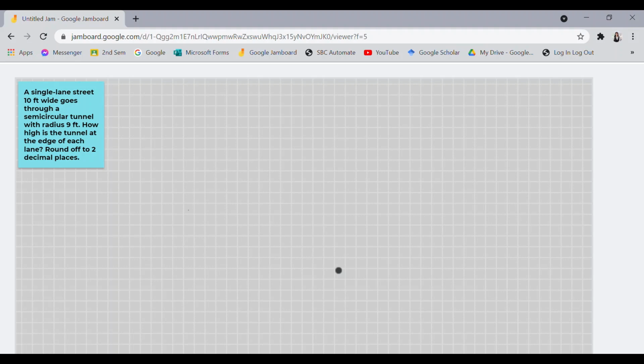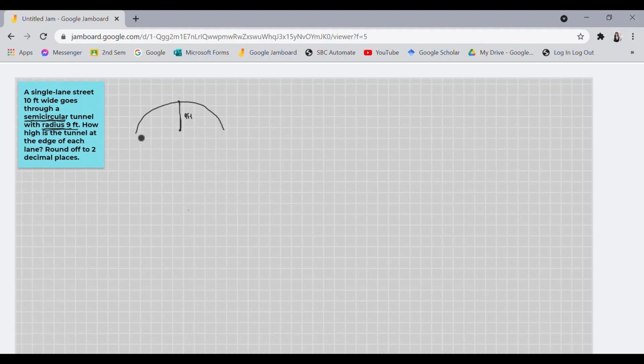So first, identify what conic section is involved in the given problem. As we can see, there is a keyword here, semicircular, meaning half circle. One essential part given with respect to a circle is its radius, so we have a radius of 9 feet. If we draw a semicircle and this is the center, from this point going up or going to any part of the circle, the distance will be 9 feet.